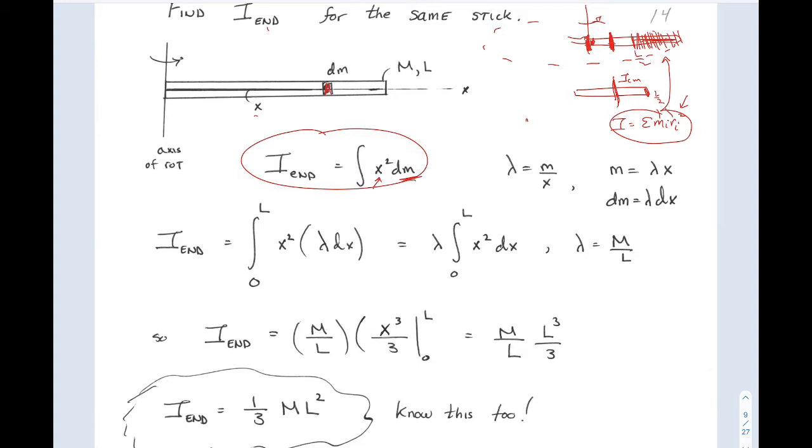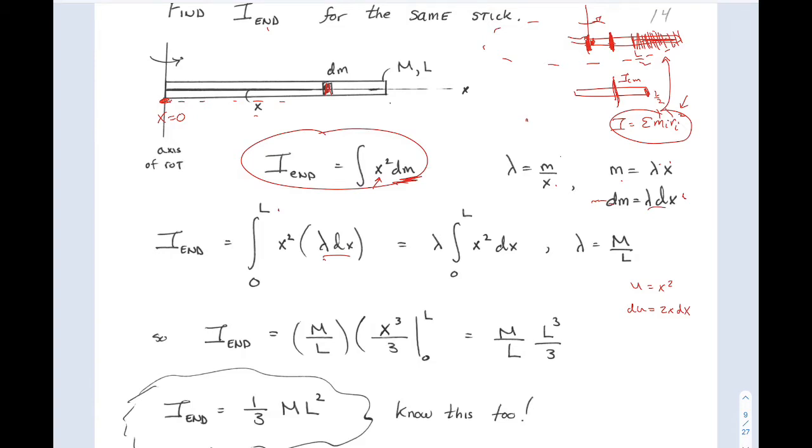We're going to get rid of that dm. Linear mass density is mass per unit length, so m is lambda x. Take a differential of both sides, like when you did u substitutions back in calc class. Remember, u is x squared, and du was 2x dx, same thing. So here's my dm, I put in lambda dx. I'm integrating now over the length of the stick, from 0, that's my axis, so x equals 0, to L.